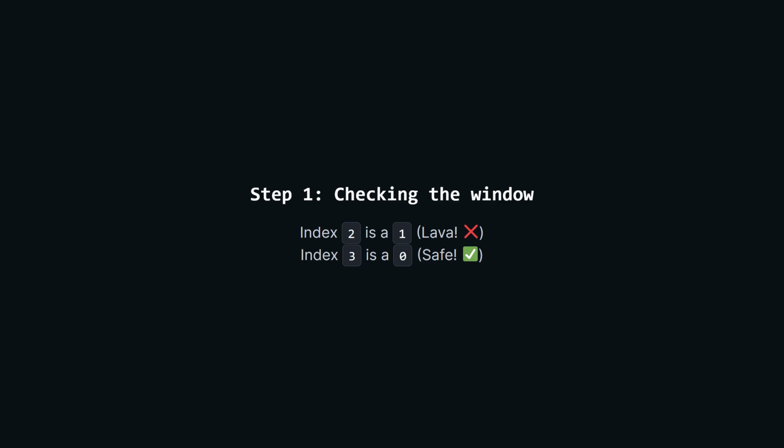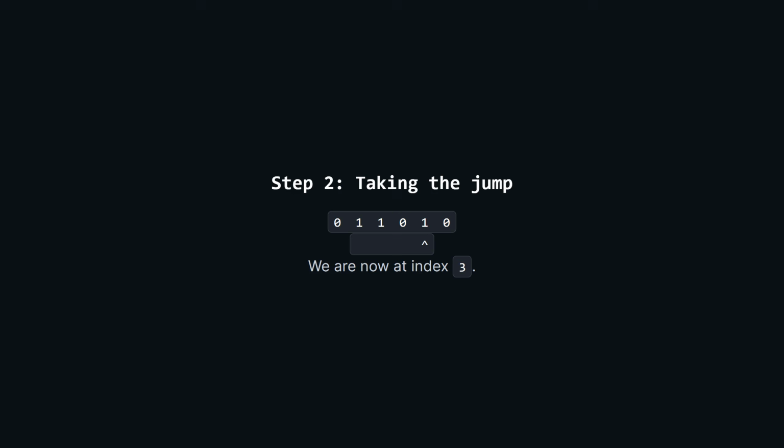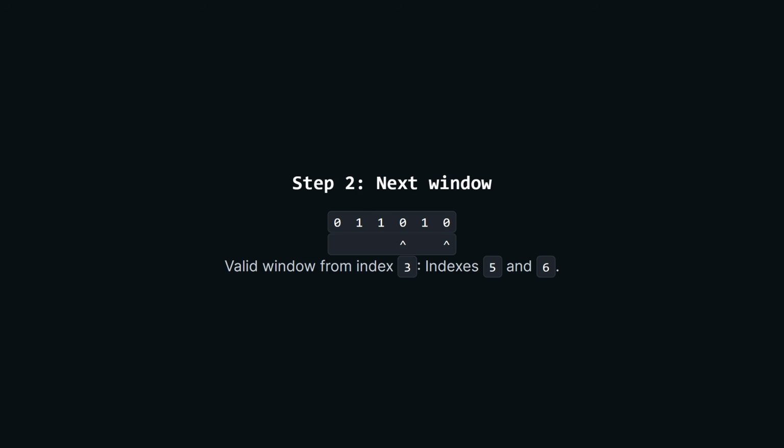We look inside that window. Index 2 has a 1, so we can't land there, but index 3 has a 0, which is a safe spot, so we make the jump and land safely on the 0 at index 3. Now we are at index 3. We check our window again.